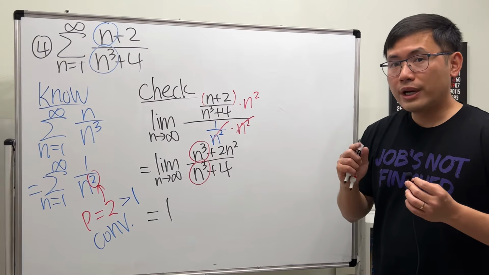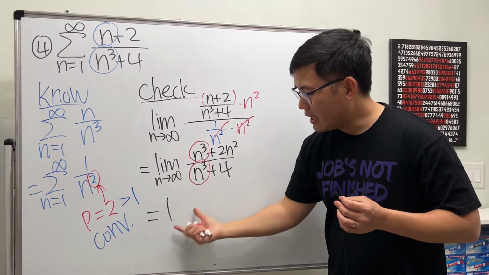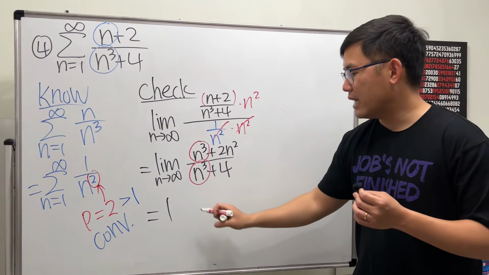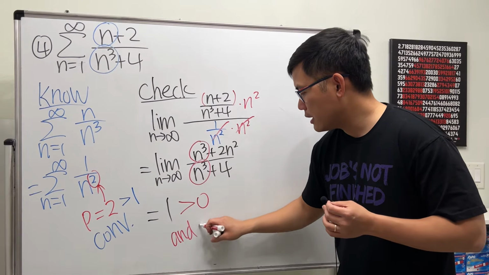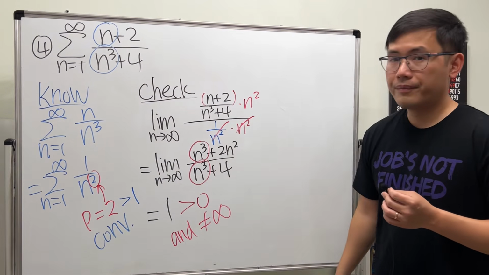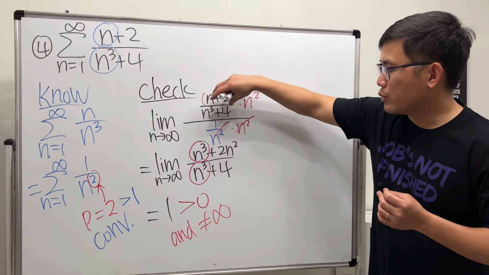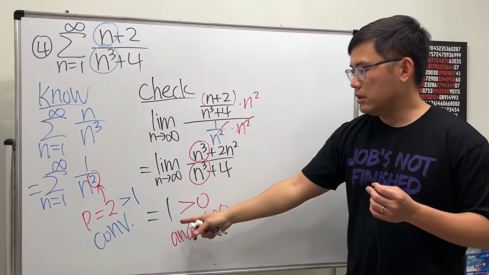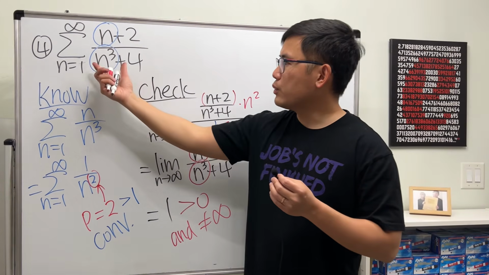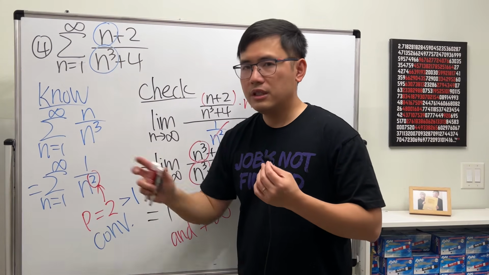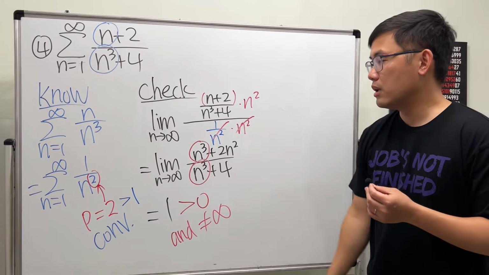Now, we are trying to use the limit comparison test. When we end up with 1, we just have to mention that this right here is positive and not equal to infinity. The idea behind this is that the ratio of this and that is equal to 1. So they are pretty much about the same size. In other words, this series and that series are pretty much the same size. The ratio is about equal to 1.